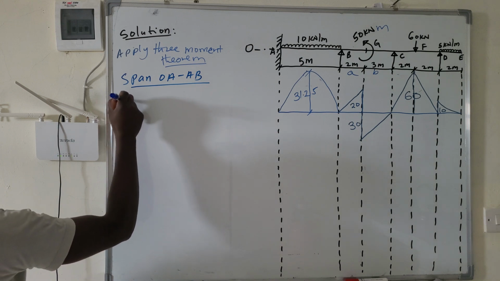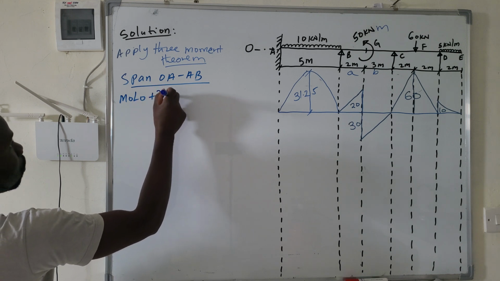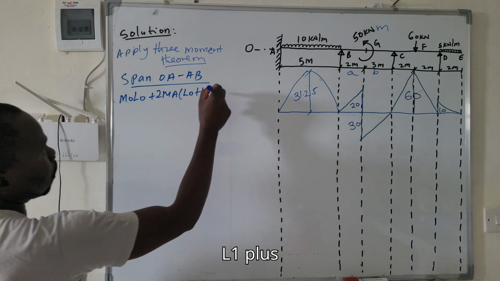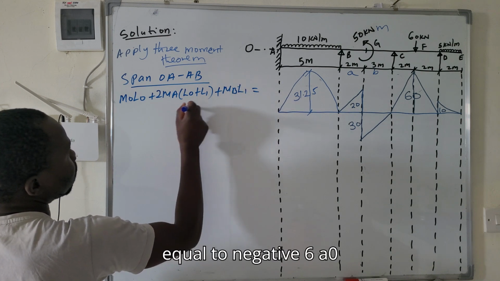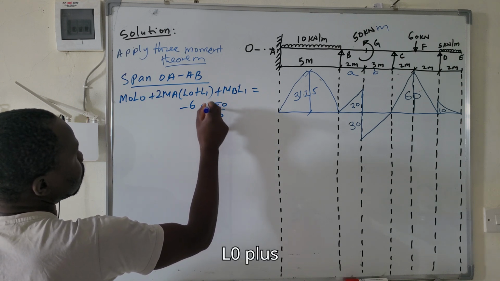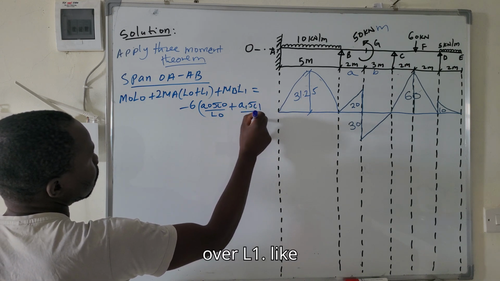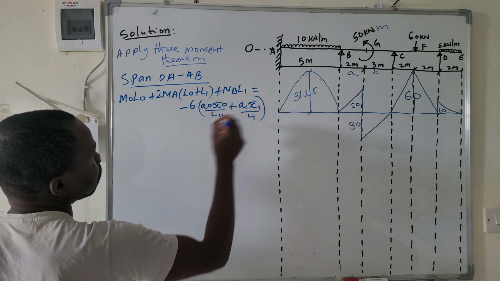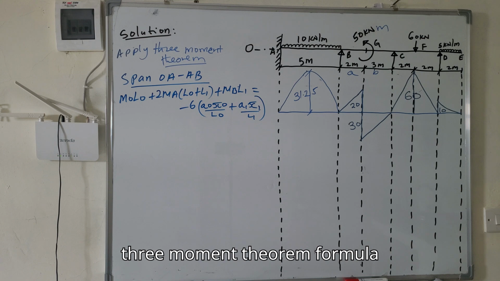So the three-moment theorem will be M0 L0 plus 2 MA (L0 plus L1) plus MB L1 is equal to negative 6 [A0 x bar 0 over L0 plus A1 x bar 1 over L1], like that. So that is our three-moment theorem formula.